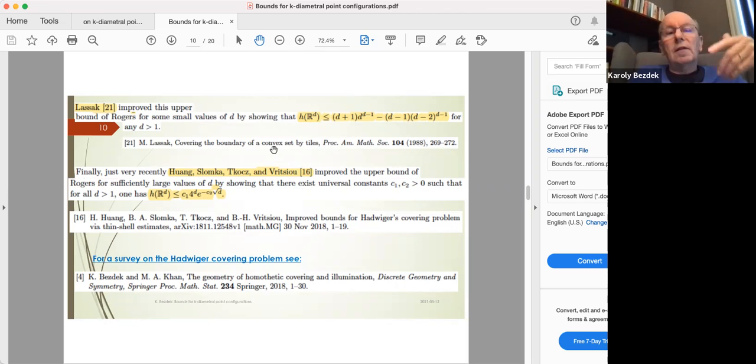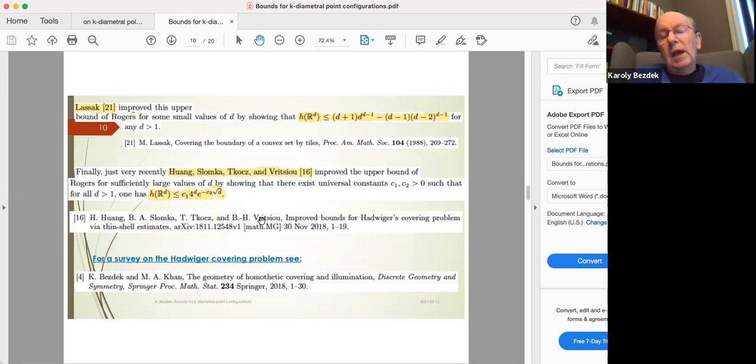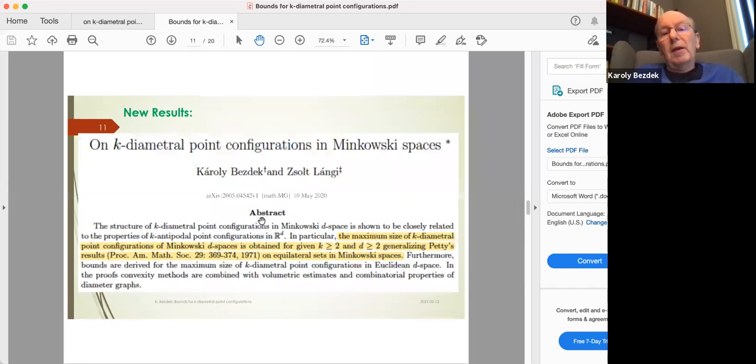On the other hand, Lassak's upper bound improves Rogers' upper bound for small values of d, and then Rogers is still the best in between. Again, there is a survey article here on this problem. It has been heavily investigated, just as the Borsuk conjecture. I stop here. These two problems are going to play a role for the remaining part of the talk.